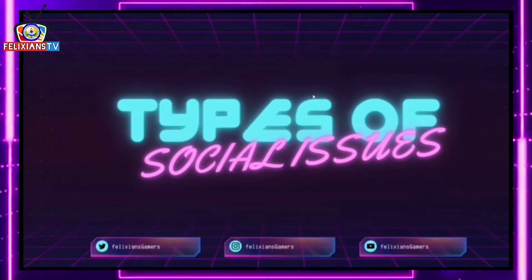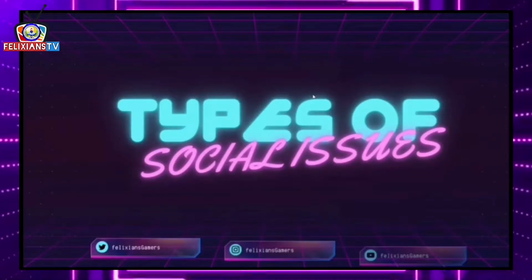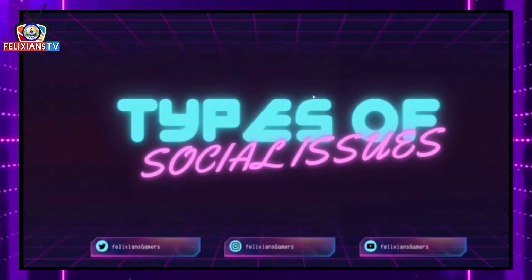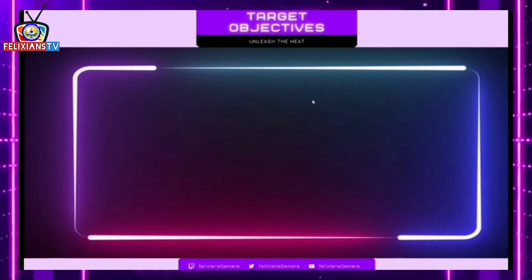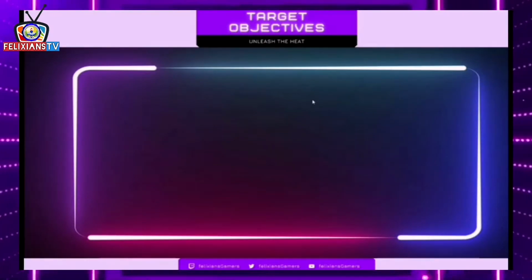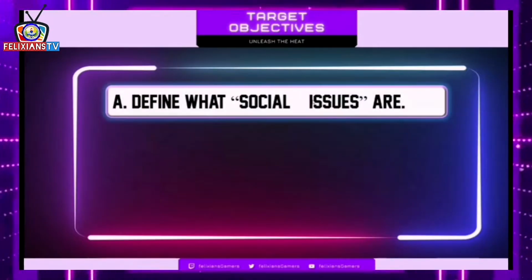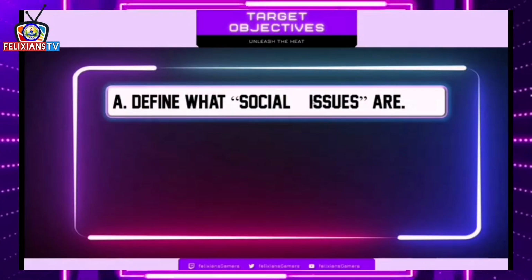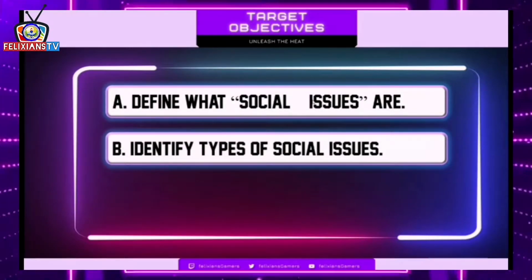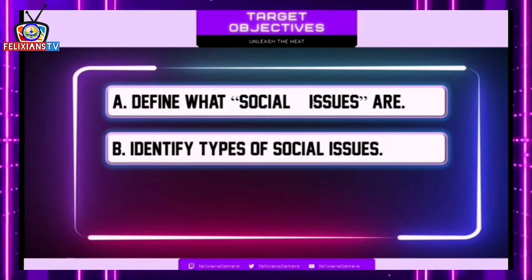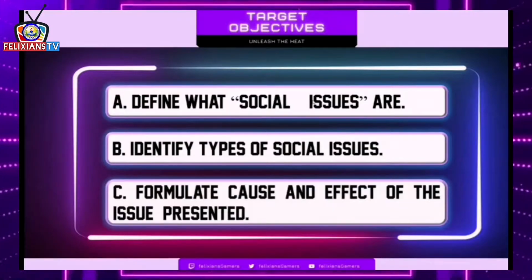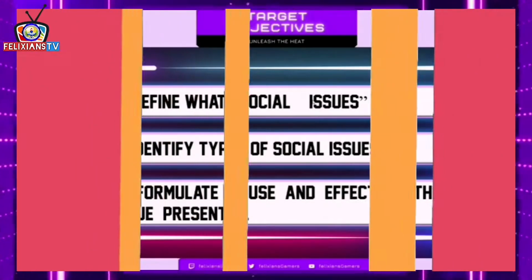For today's lesson, we are going to talk about the types of social issues in our society. Let us start this lesson with the target objectives. First, define what social issues are. Second, identify types of social issues. And lastly, formulate cause and effect of the issue presented.